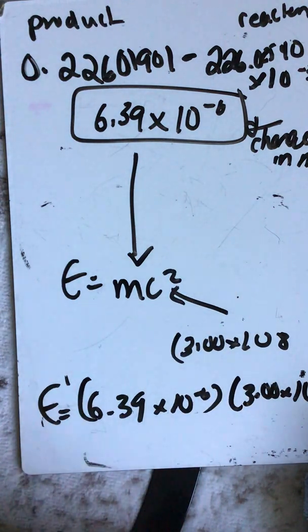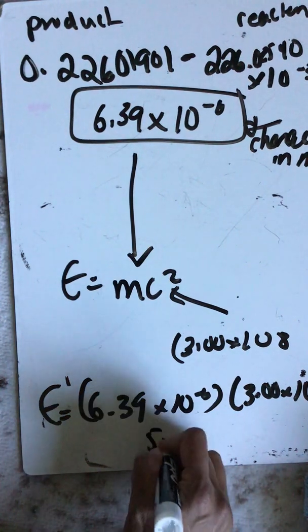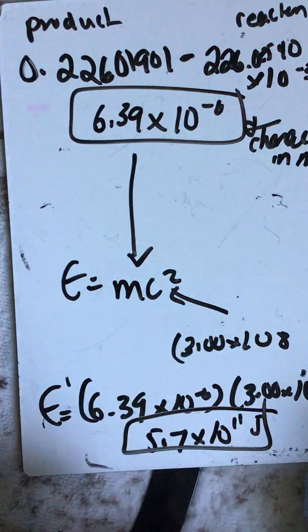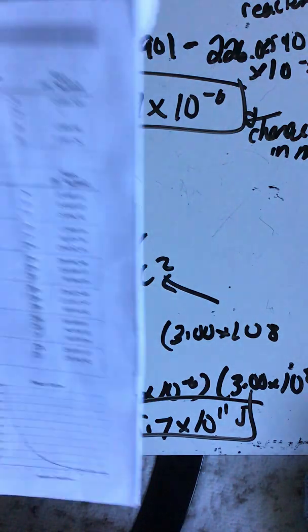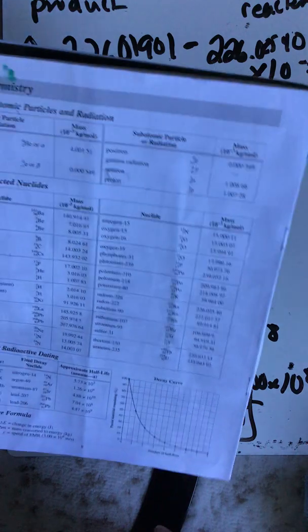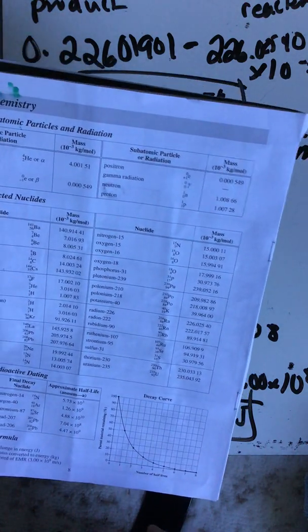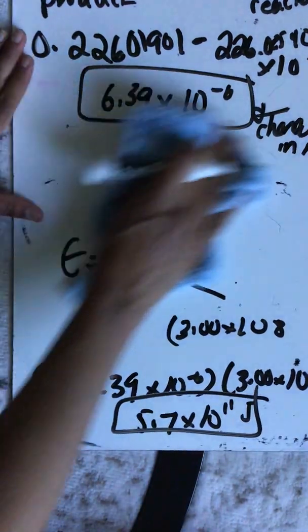And then when you do that, your answer should be about 5.7 times 10 to the negative 11 joules. And that's how you do it. Okay? So that's all you do. So remember, to calculate the change in mass for E equals mc squared, you're going to need this table. Okay? Product minus reactant. Then times it by c squared.